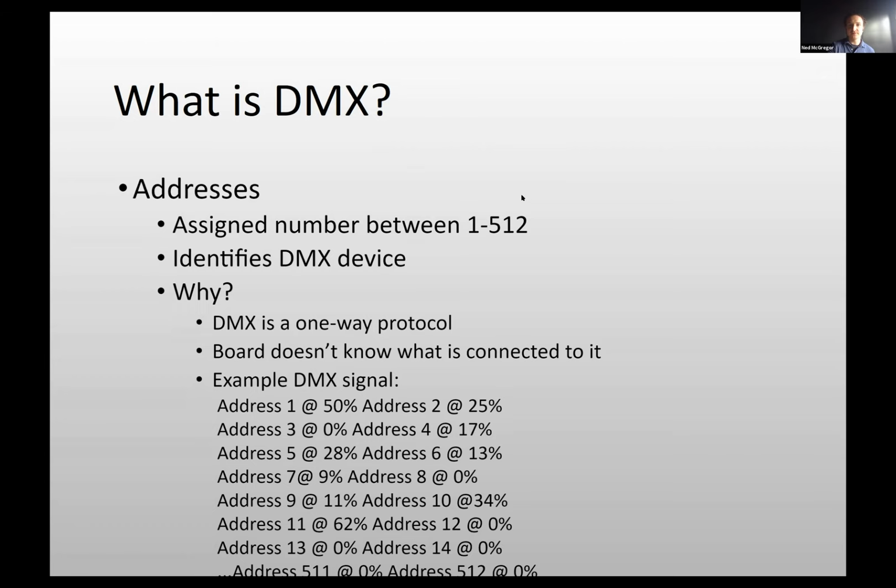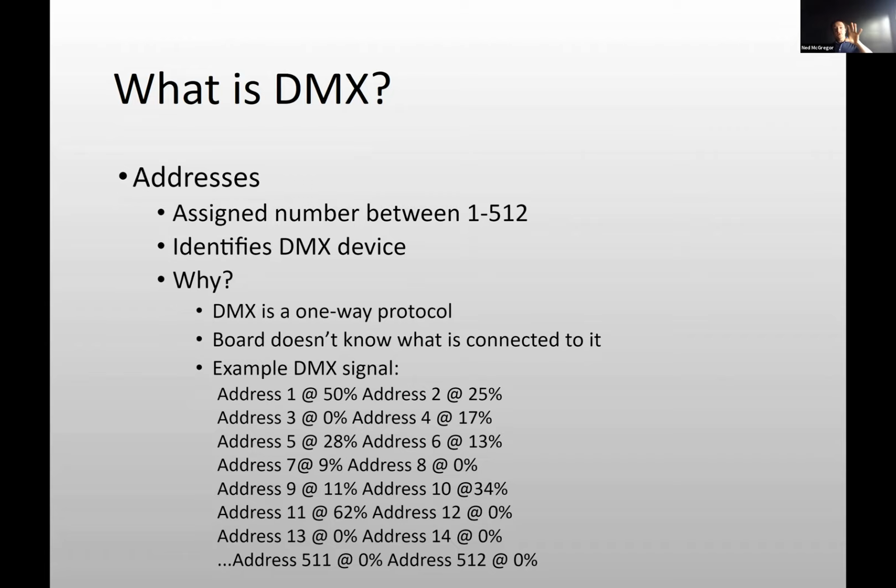Actually, I'm gonna go back one slide. You'll notice if you look down at this, address one at 50, address two at 25, address three at zero. Once we get to address 12 and up, all the way up to 512, it's 0%, and it still transmits that. So it's 1 through 512, what is it showing? Do it again, do it again.